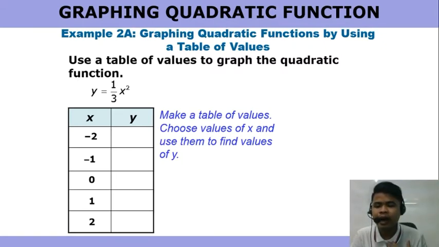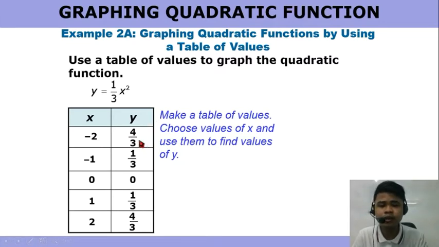Okay. After writing values in x, substitute the value of x in the function. So, magiging ganito yung values niya. Okay, bakit 4/3 ang katapat dito sa negative 2 na value ng x? It is because negative 2 was substituted to x squared.